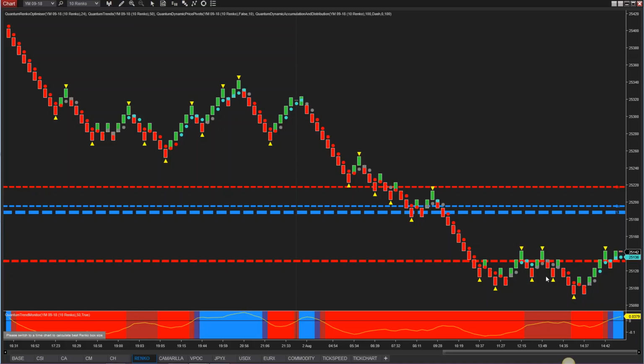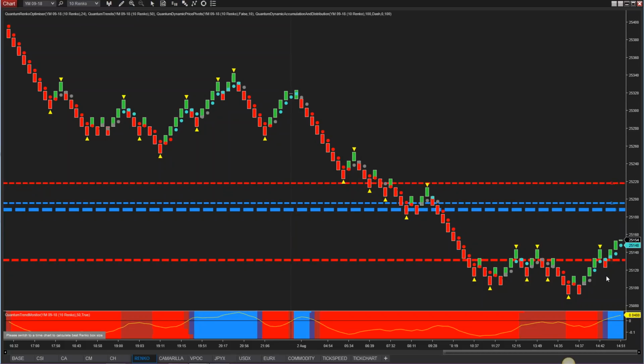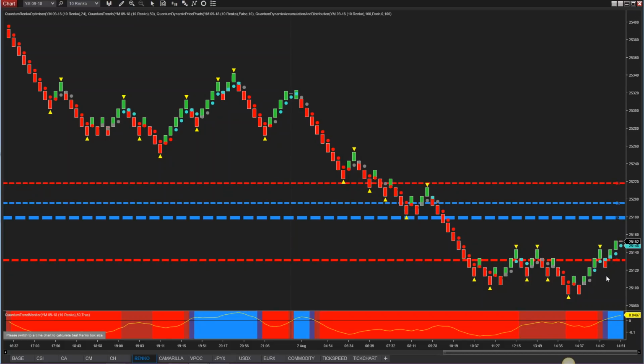And a Renko chart, if you've never used one, is completely independent of time, and it's exactly the same as the tick chart I've got over here on the other tab. Move over to that in a minute. But a Renko chart and a tick chart will give you a visual on momentum because they are completely independent of time.